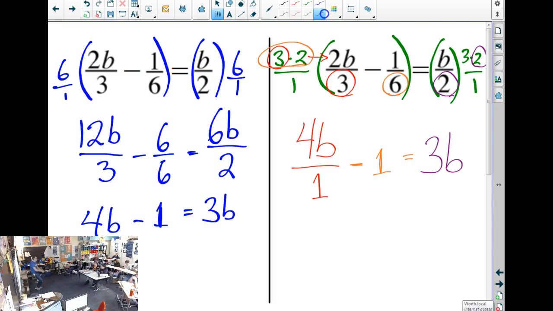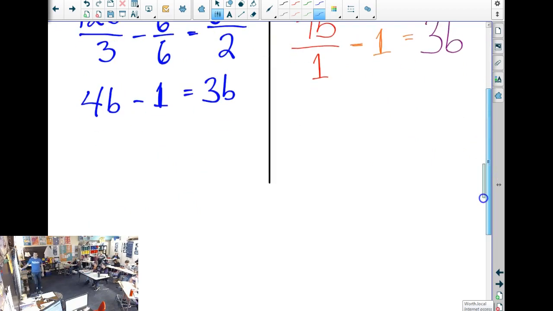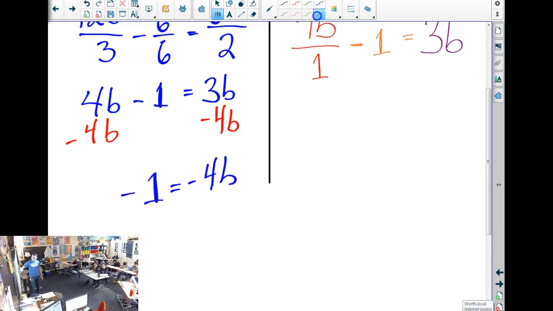Then we would just finish out the solution. So, what could I do on both sides here? Yeah, we could add 1, but then that's still going to leave me with a mixed side. It's not as nice as I wish it was, but we could take away 4b. And that would leave us with -1 equal to -1b, my bad.